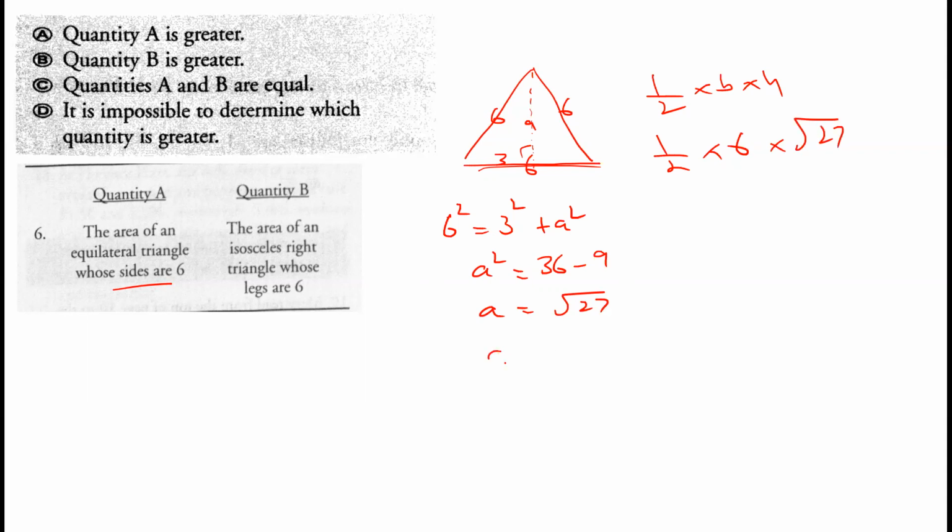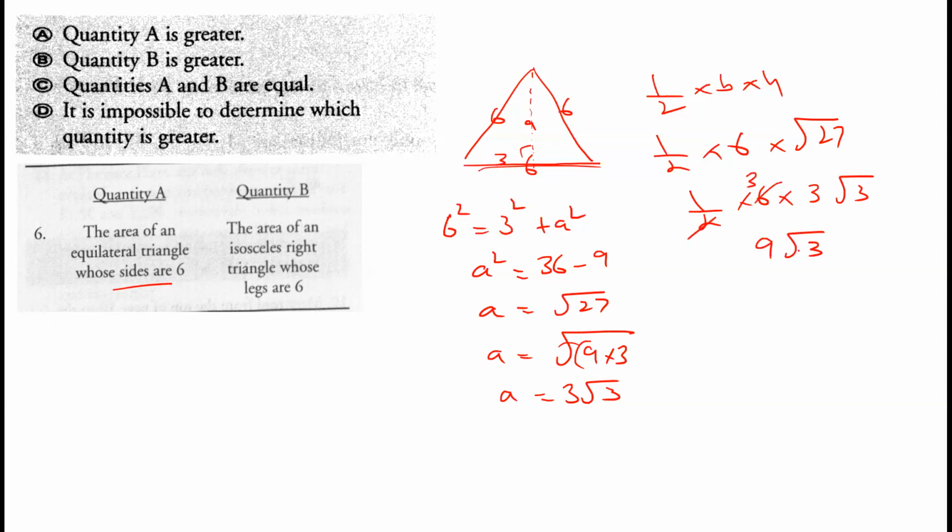Now we can write under root 27 as under root 9 into 3, and if 9 comes out, it will be 3. So a can be written as 3 under root 3. So half into 6 into 3 under root 3. 2 ones are 2, 2 threes are 6, so it is 9 into under root 3.